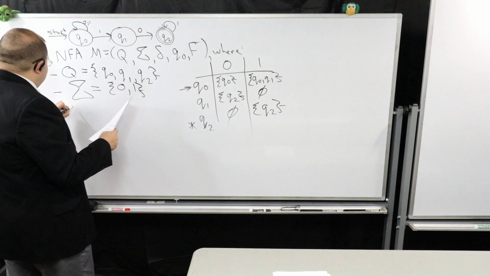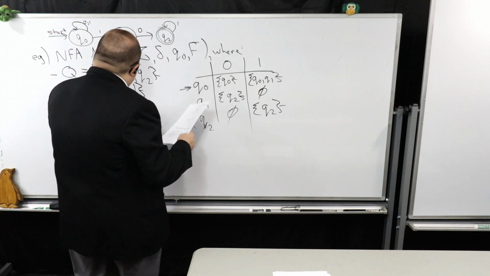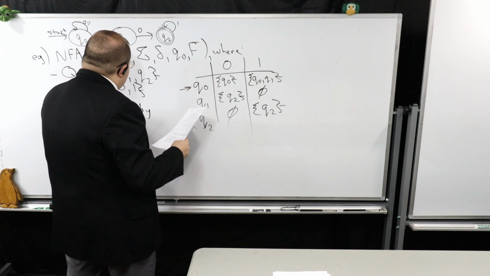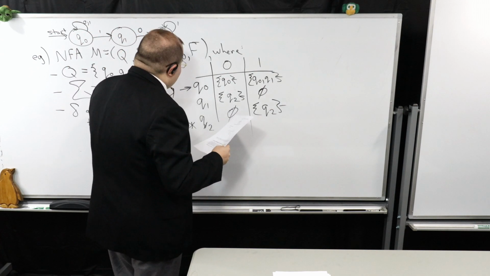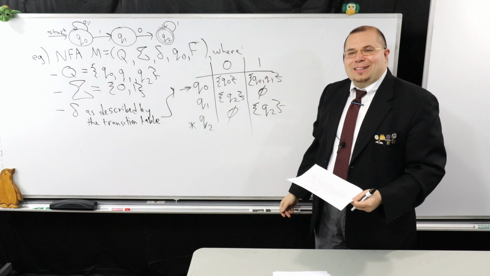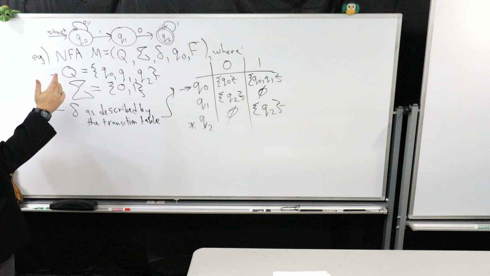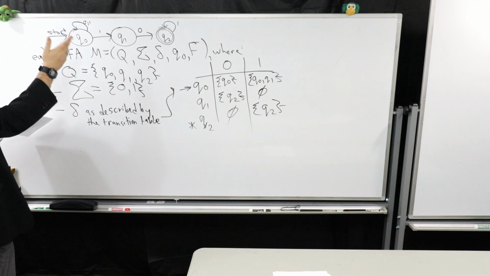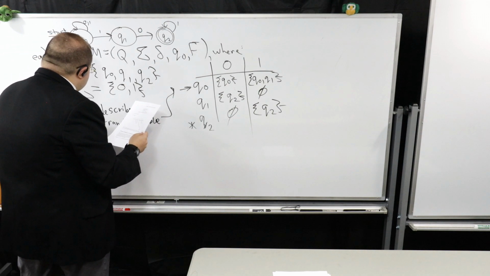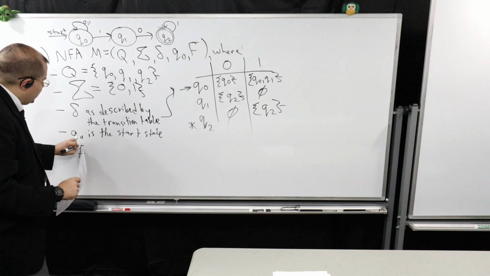So I'll say delta as described by the transition table. I'm just going to draw an arrow here. It doesn't matter. You could just say it below or wherever. I'm just doing it because we're having a little bit of fun here. If you're writing this more formally, you would say delta as described by the below transition table or below transition diagram, whatever it might be. And of course, Q0 is a start state. And what's F? Somebody tell me what's F.